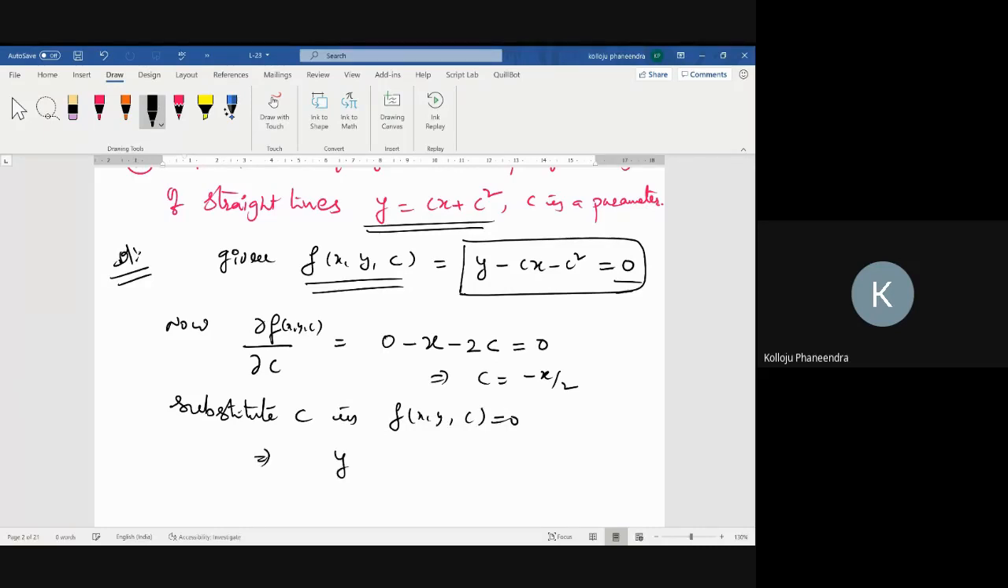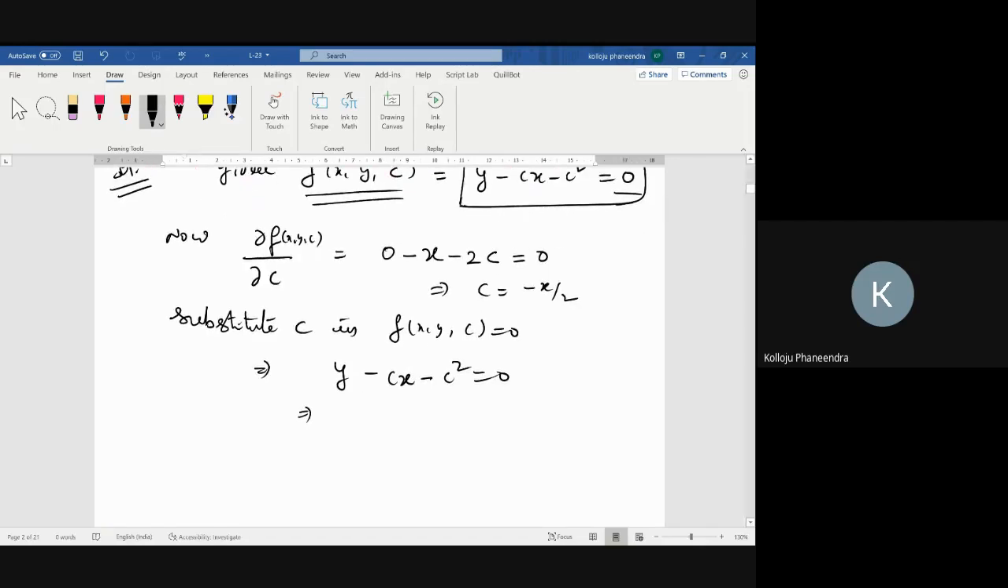Okay, that is y minus cx minus c square equal to 0. Now in place of c, we have to eliminate c anyway to get the envelope. So y minus, this is x square by 2 minus x square by 4 equal to 0. So what is the simplification finally?